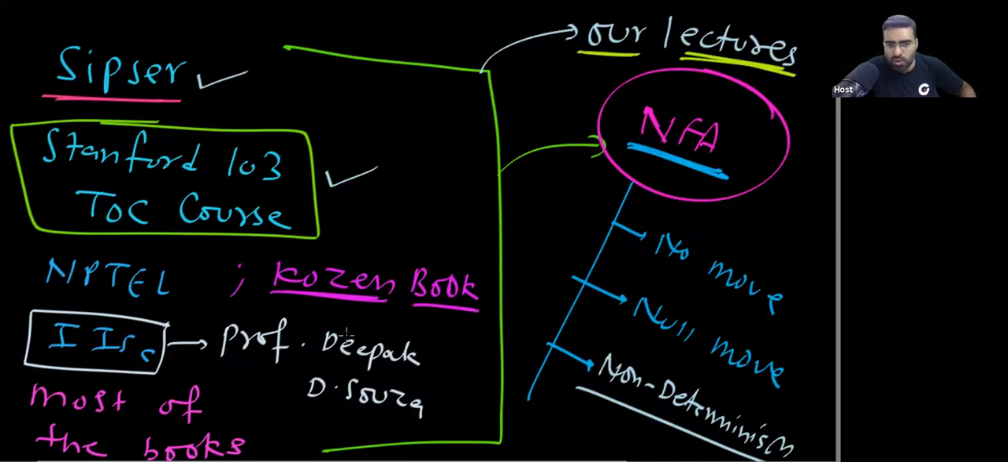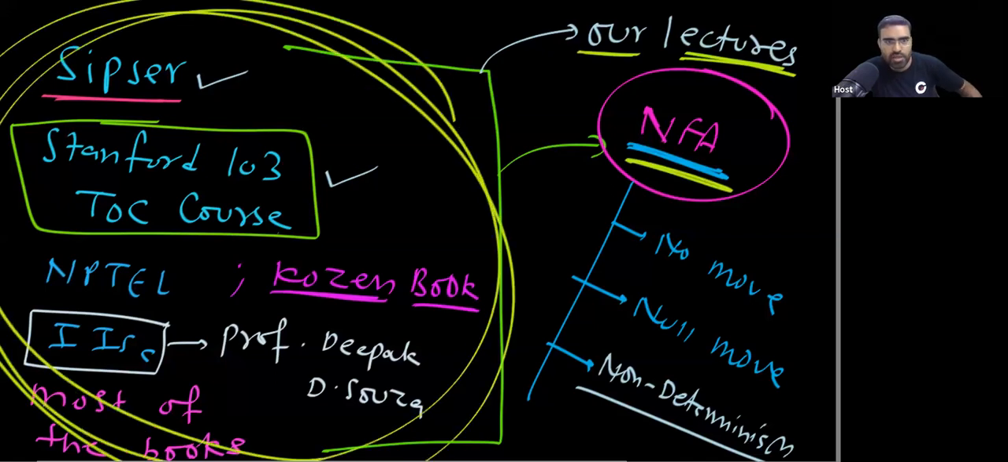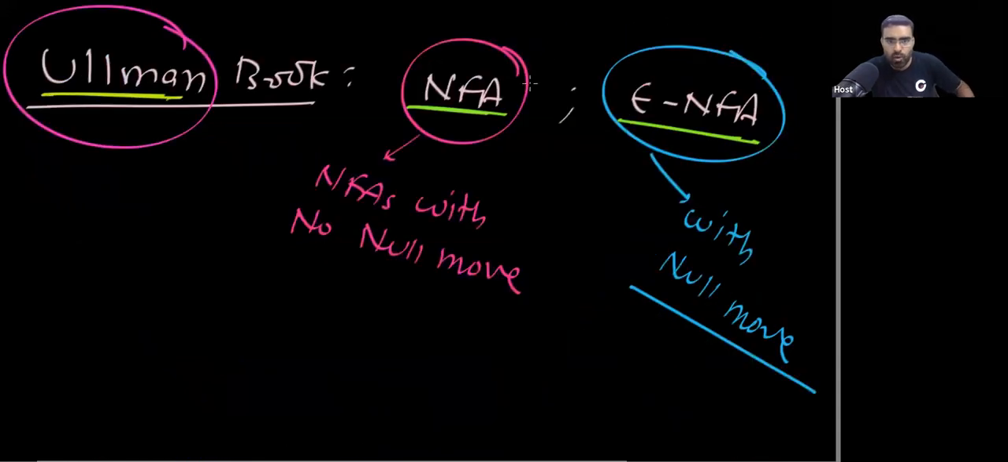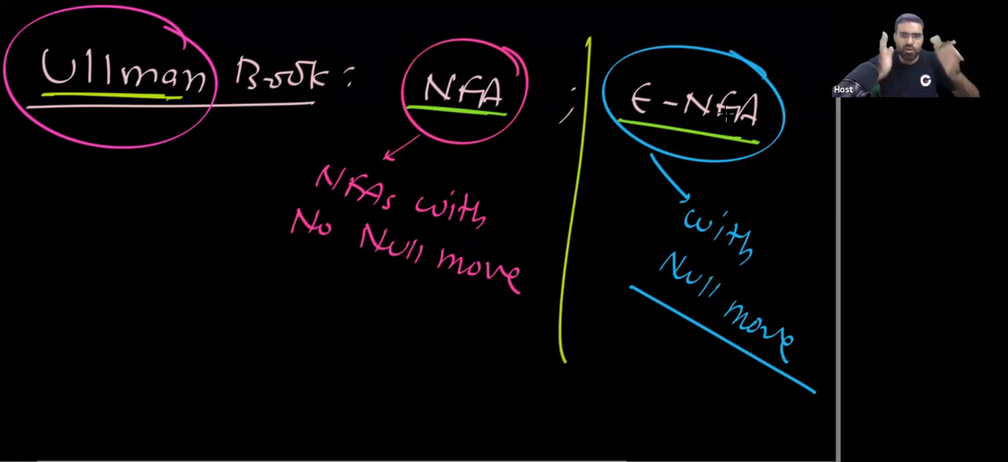You can easily notice that most of the authors, most of the books, most of the courses, use the word NFA to include everything, including null move. But Ullmann has two types of NFA: simple NFA and epsilon NFA. Did you understand what is happening here? It's author dependent, yes or no? It depends on the author. Is this clear?